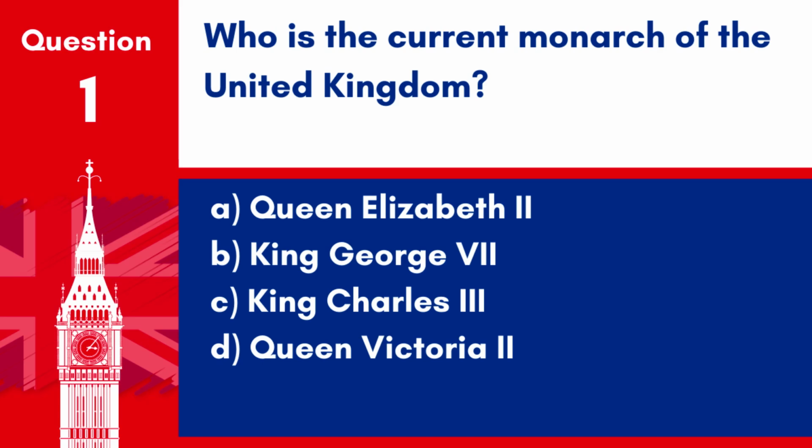Question 1. Who is the current monarch of the United Kingdom? A. Queen Elizabeth II. B. King George VII. C. King Charles III. D. Queen Victoria II. Answer: C. King Charles III. King Charles III is the current monarch of the United Kingdom.